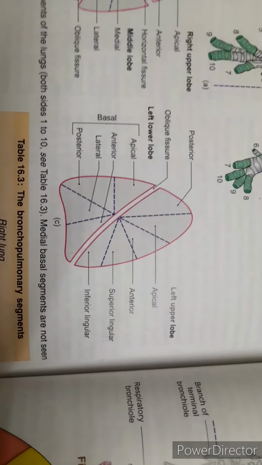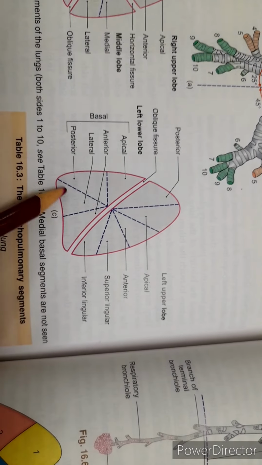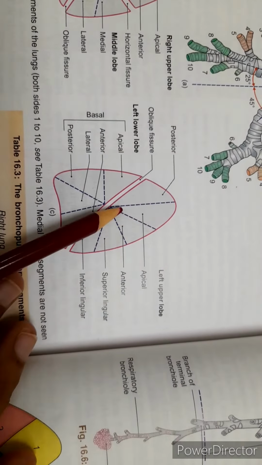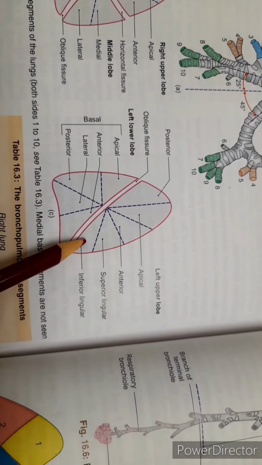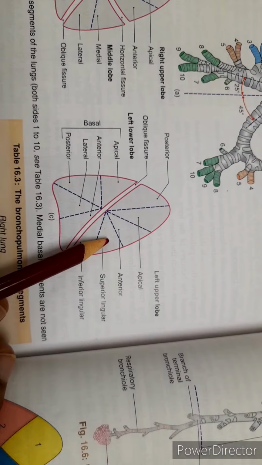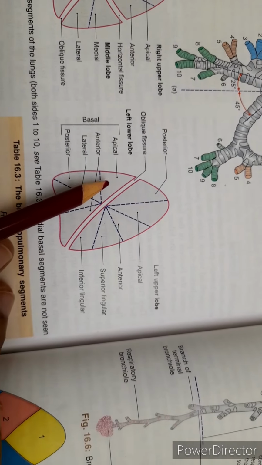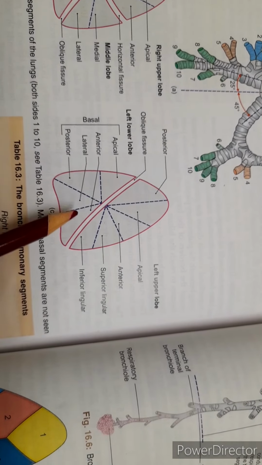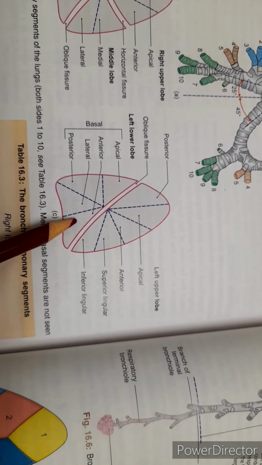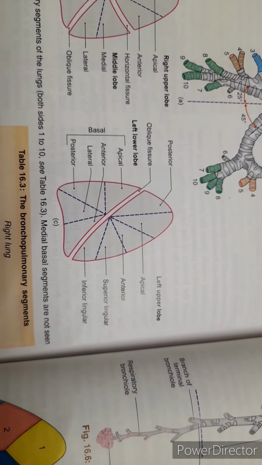anterior view. Talking about the left lung, so it has upper lobe and lower lobe. Upper lobe is divided into apical, anterior and posterior, and further two more divisions are there, superior lingular and inferior lingular, while the lower lobe has apical, posterior, lateral, anterior, and again the basal medial segment is not visible from the anterior side.